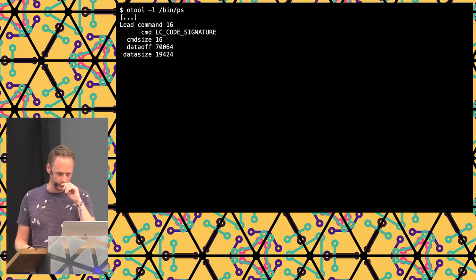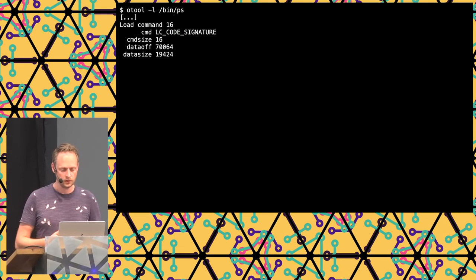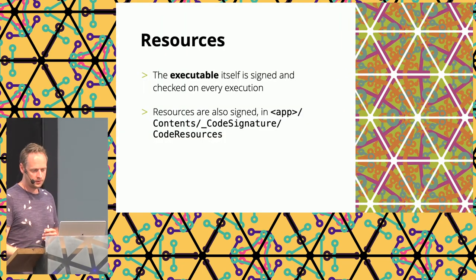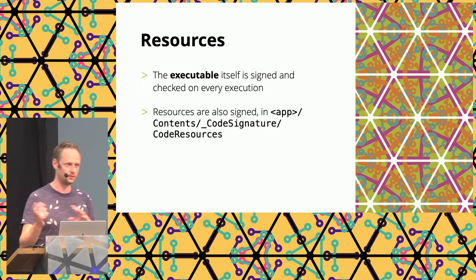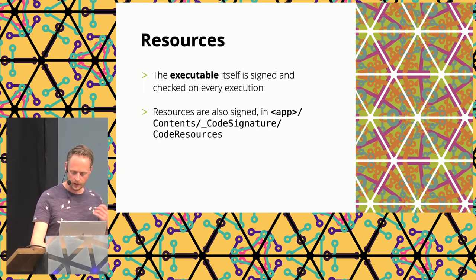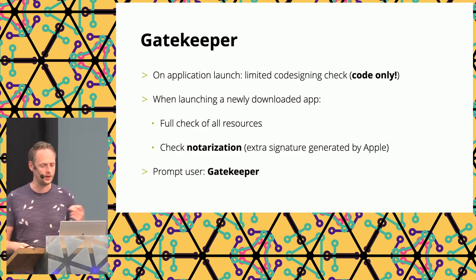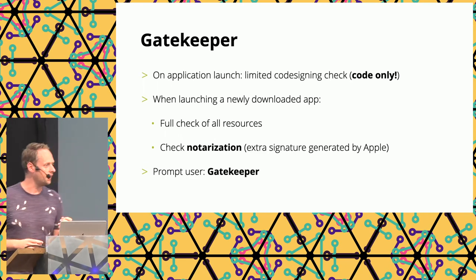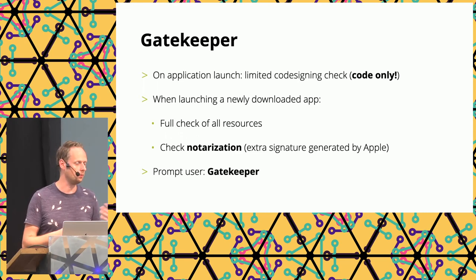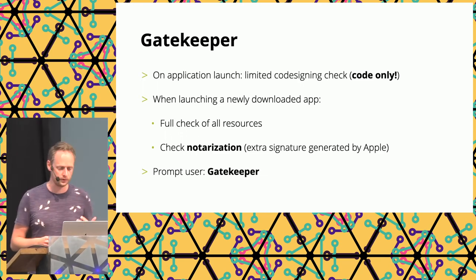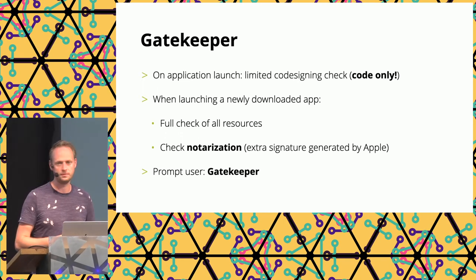The signature itself is included in the macOS binary in a special section called the code signature. You can extract it and see the certificate yourself if you want to. The executable itself is signed, but in an app bundle, all the resources are also signed. The resource signatures are stored in a separate file within the app bundle. If you launch an application, the interesting part is that only the actual binary is checked for a valid signature. Resources are only checked when the app is first downloaded or first run. But after that, only the signature of the binary itself is validated.